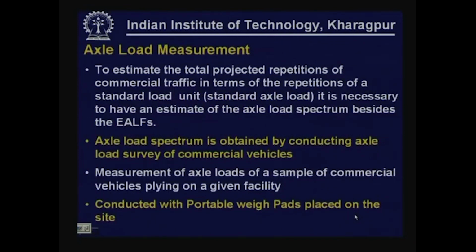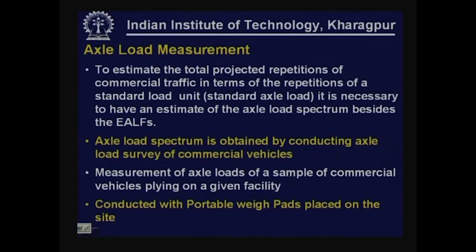In order to be able to convert a given axle load spectrum into an equivalent number of standard axles, we need to have information about the axle load spectrum that is going to be there during the design life period. For this, we have to carry out an axle load survey. Axle load survey is nothing but measurement of axle loads on a sample basis of all the commercial vehicles, or rather a sample of commercial vehicles that are plying on a given facility. If there is a new road, naturally we cannot collect samples on this particular road.